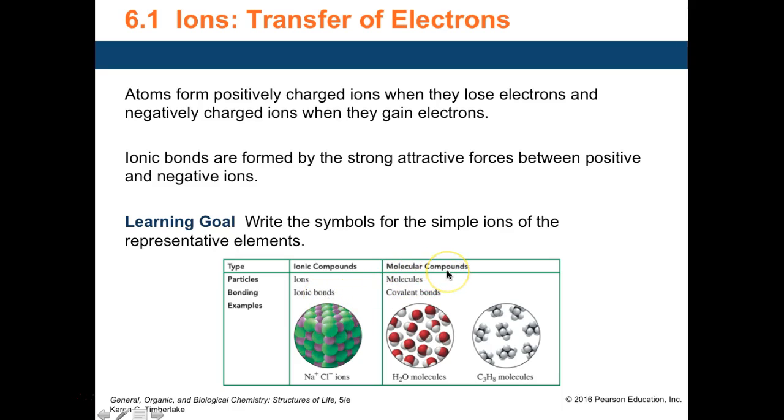Ionic bonds are formed between a metal and a non-metal, whereas molecular compounds, or molecules, with covalent bonds, are formed between two or more non-metals. In this case, there is a physical bond, and electrons are being shared between the oxygen and the hydrogens in water. And in propane, there's carbon and hydrogens, and this is also formed by sharing of electrons.